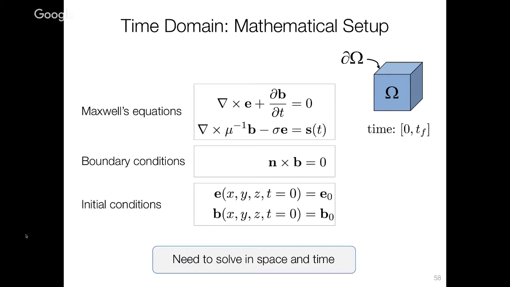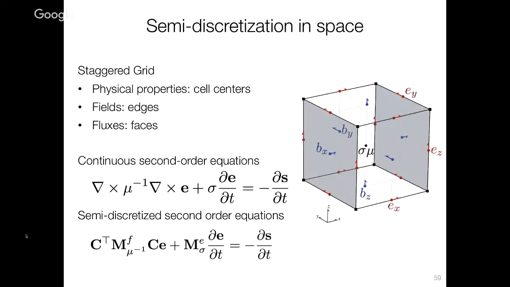So in the time domain, we've got Maxwell's equations that look like this. We've got boundary conditions, and we have initial conditions. So we need to solve this in space and time. Then we have to discretize those equations onto a mesh. In this case, we're going to put the fields on the edges and the fluxes on the faces, and each cell has a constant physical property, sigma and mu.